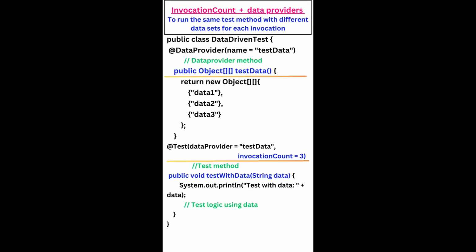Invocation count plus data providers. This is to run the same test method with different data sets for each invocation. Here, we have data provider method which will return a 2-dimensional array. And the invocation count is set as 3. So the test with data method will be invoked 3 times. And it will use different data provided by the test data method for each invocation.